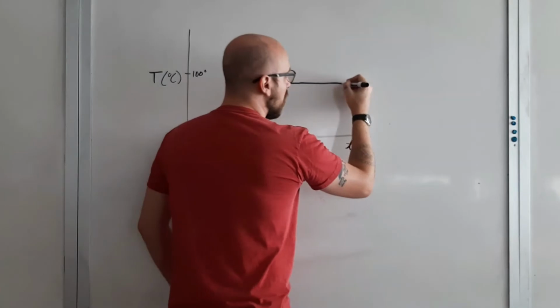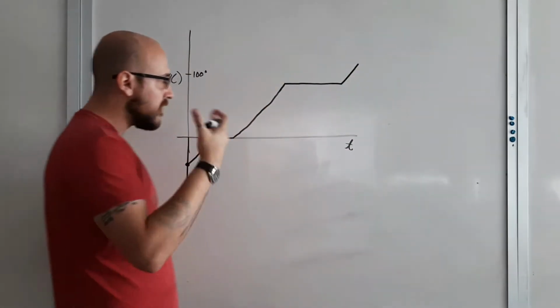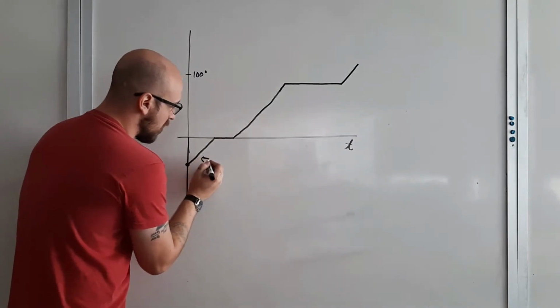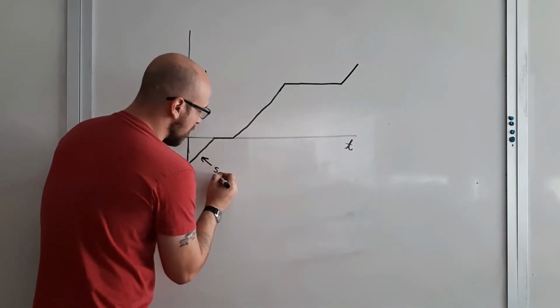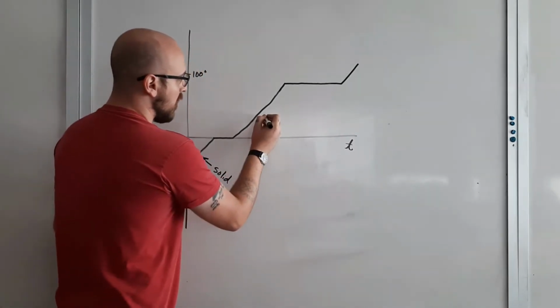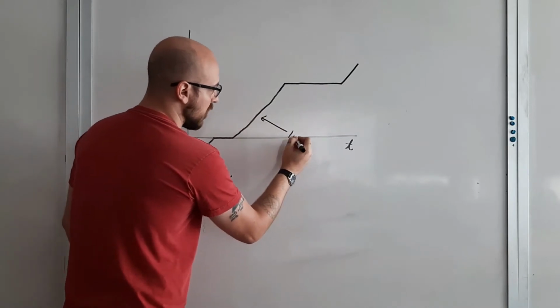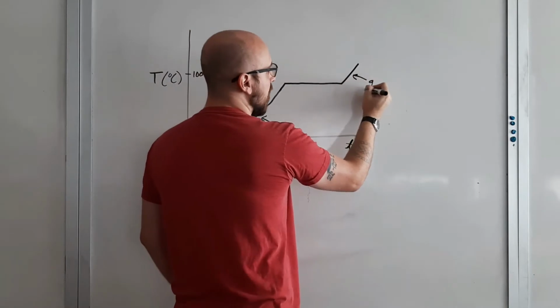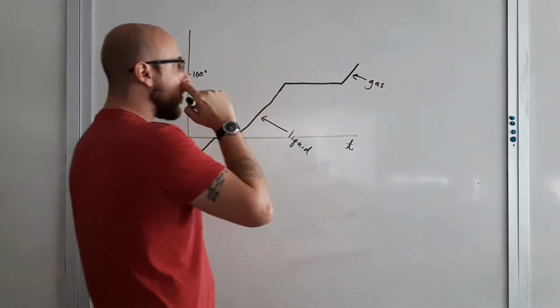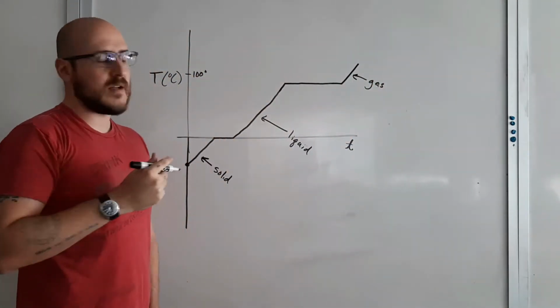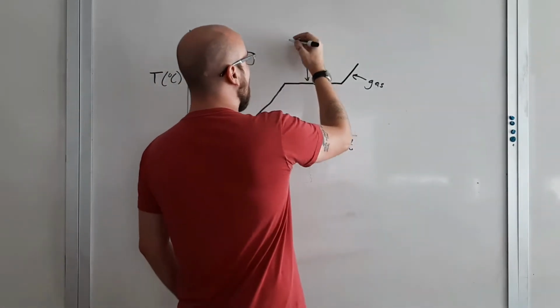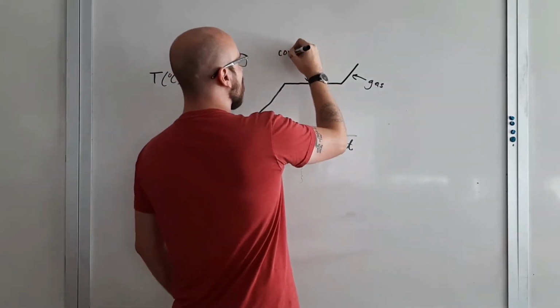Okay, and then once it's a gas, then it will begin to raise in temperature again. Okay, so this section, this is where you've got your solid. This section, this is where you've got your liquid. And this section, this is where you've got your gas. All right, but those intermediate points, that's where you've got a transition. Okay, so this is where it is condensing or vaporizing.